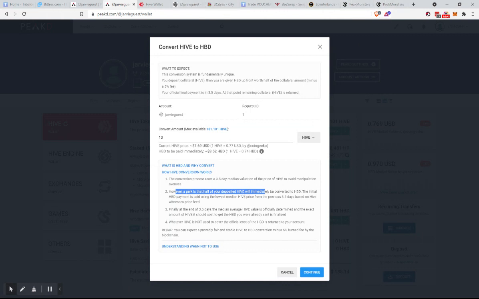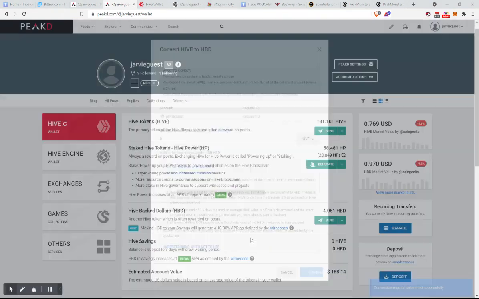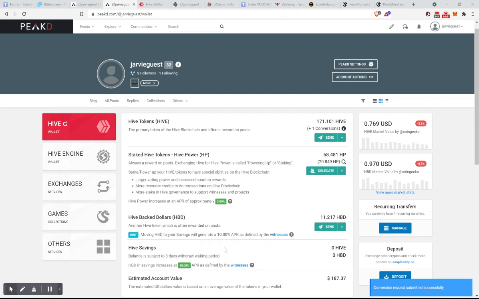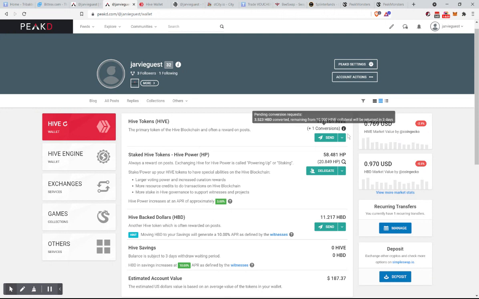But let's do it. We're going to get 3.52. And then the rest of our Hive is going to be returned in 3.5 days. It'll just check what the median value of Hive is over the next 3.5 days. All right. So that's one mechanism. Now we're going to, as you guessed, probably send 10 Hive over to Bittrex and do the same thing and see the difference. Where were we at before?